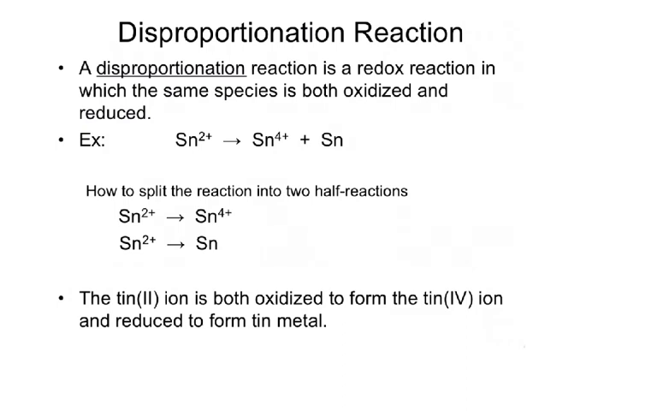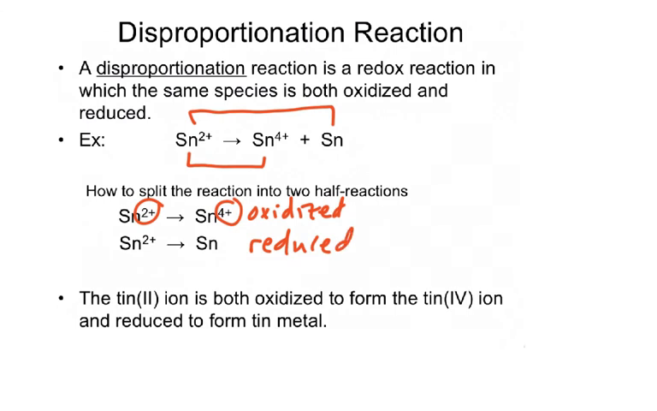The first one is known as disproportionation. And what that is, it's a redox reaction in which the same species is being both oxidized and reduced at the same time. You see, when tin splits, the tin over here is actually getting oxidized because you can see it's going from a +2 to a +4. But at the same time, notice that tin, the same species, is also getting reduced because on the second one, he's going from +2 to 0.